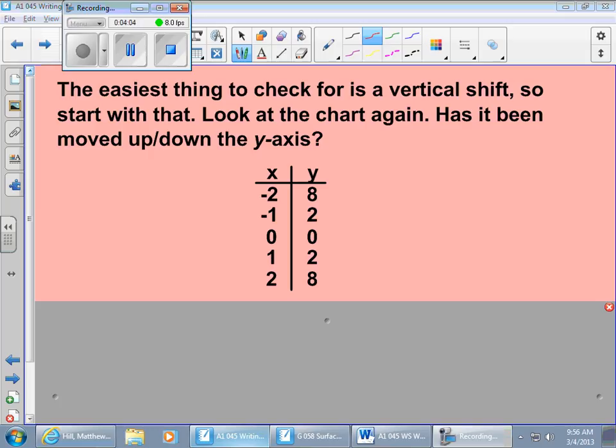So that's what we're going to do first. We're going to look at the graph and see if we can decide: does it cross the origin like it should or not? We'll have a look at your chart. Does it cross through the origin?